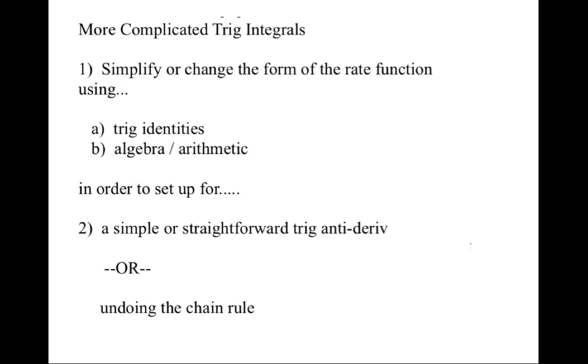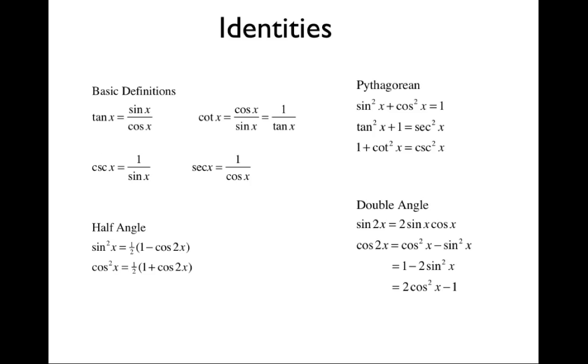Okay, so here are the identities. In the homework post for Friday's homework, I gave you a link to a doc that has exactly this. You don't have to write it down, you can print it out. These are the most important identities that come in terms of solving these more complicated trig integrals. So the basic definitions of tan, cosecant, cotangent, and secant. The half angle formula is crucial, really important. The Pythagorean identity comes in a lot. And then the variations on the Pythagorean, and then the double angle.